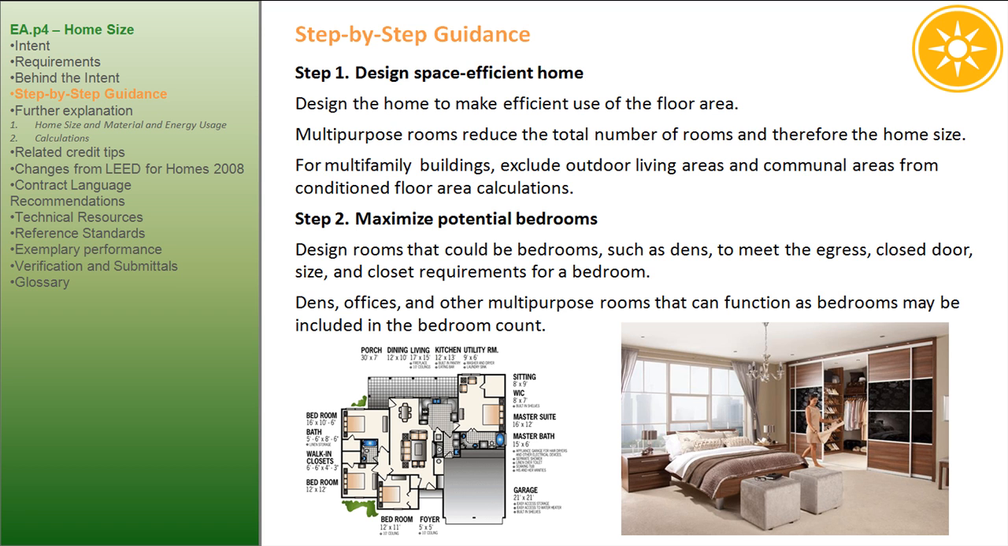Step-by-step guidance. Step 1. Design space-efficient home. Design the home to make efficient use of the floor area. Multi-purpose rooms reduce the total number of rooms and therefore the home size. For multifamily buildings, exclude outdoor living areas and communal areas from conditioned floor area calculations. Step 2. Maximize potential bedrooms. Design rooms that could be bedrooms, such as dens, to meet the egress, closed door, size, and closet requirements for a bedroom. Dens, offices, and other multi-purpose rooms that can function as bedrooms may be included in the bedroom count.